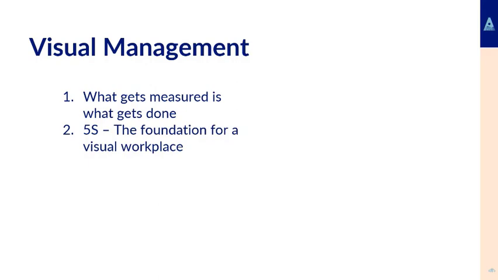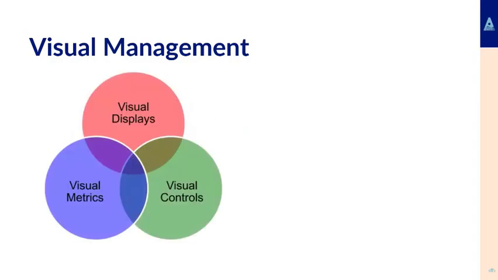So what gets measured gets done, and then we'll also look at the term 5 S's and how that helps a workplace improve, and that's a lean tool. But first we'll concentrate on the visual aspect.